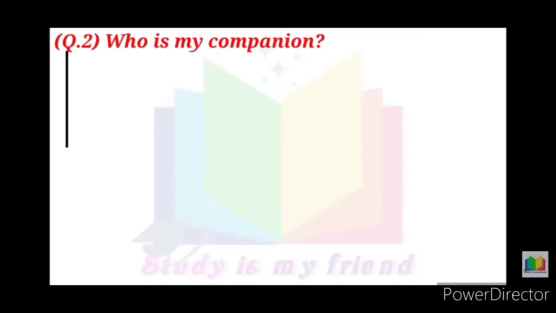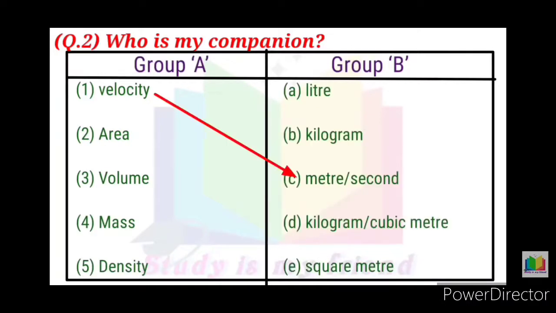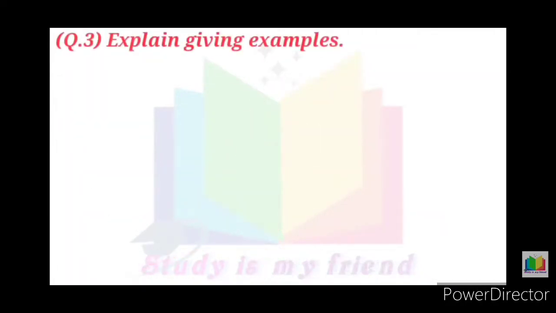Next, question 2. Match the following. It means, who is my companion? Group A and group B are given here. In that, velocity is counted in meter per second. Area is counted in square meter. Volume is counted in liter, while mass is counted in kilogram. Last, density is counted in kilogram per cubic meter. You have to write the correct answer from A to B.